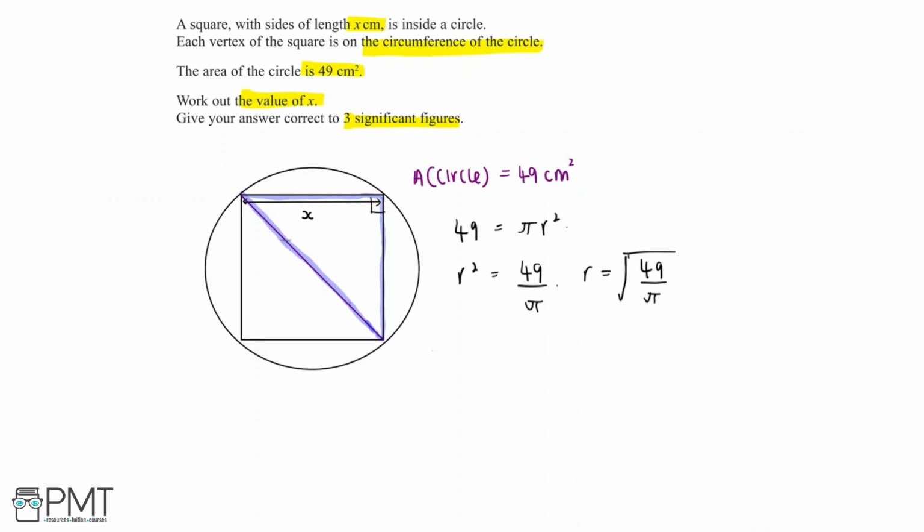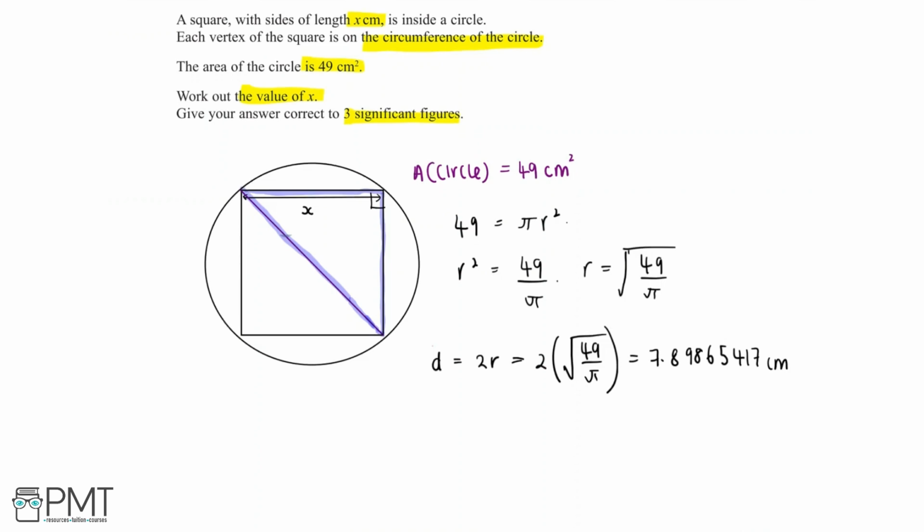Now we know that the diameter is twice the radius, and so we can say that d equals 2r, which is equal to 2 multiplied by root 49 over pi, and so we have a diameter of 7.89865417 centimeters, and so we can label this on our diagram. Now let's use Pythagoras in order to find the value of x.